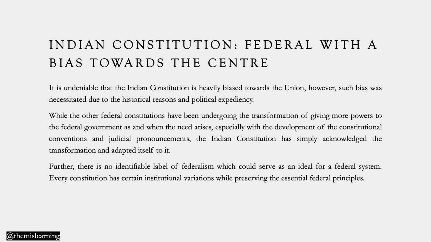Further, there is no identifiable label of federalism which could serve as an ideal for a federal system. Every constitution has certain institutional variations while preserving the essential federal principles. So, all the features which we say are making the constitution quasi-federal are essentially those institutional variations which can be found in different forms in other constitutions claiming to be federal as well. So, just because we have institutional variations, we cannot say that the constitution is unitary or quasi-federal. It possesses the characteristics of a federal constitution too.